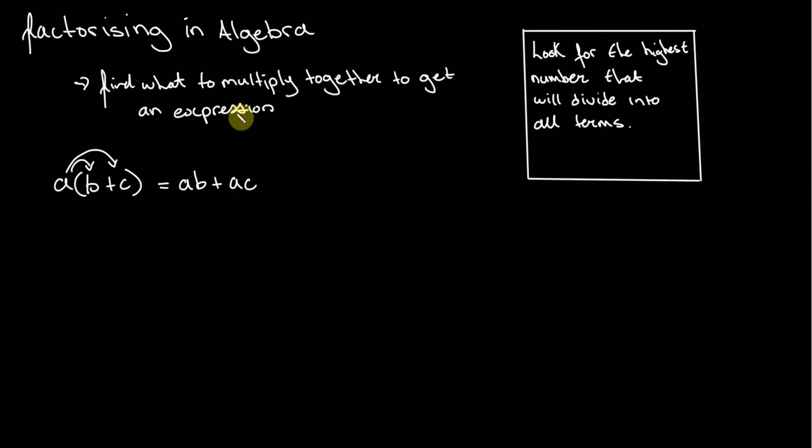Well, factorizing is the reverse process, basically. We want to understand how we got this final expression. The key intuition is to look for the highest number that will divide into all terms. In other words, what we're looking for is the greatest common factor. So in this example, we have ab and ac. The common factor here is a. We have an a here and an a here. So we can factor that a out.